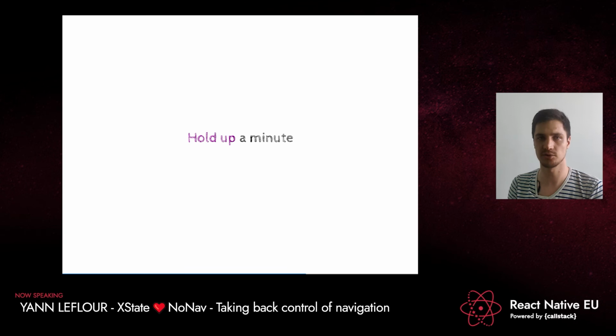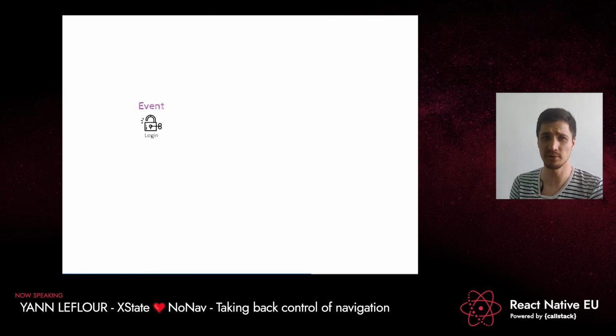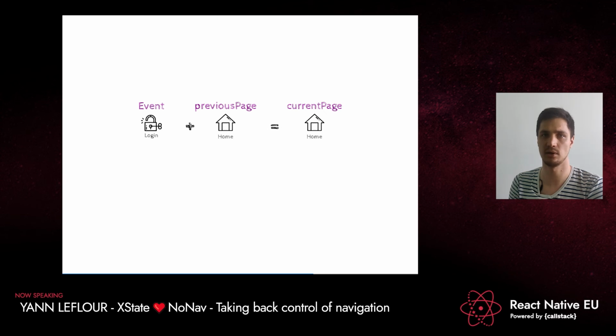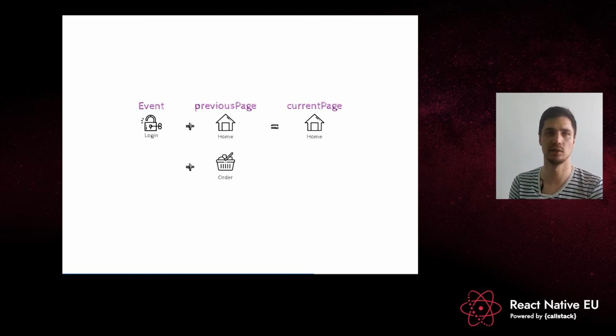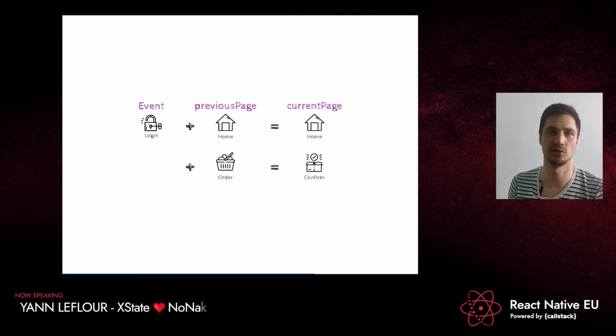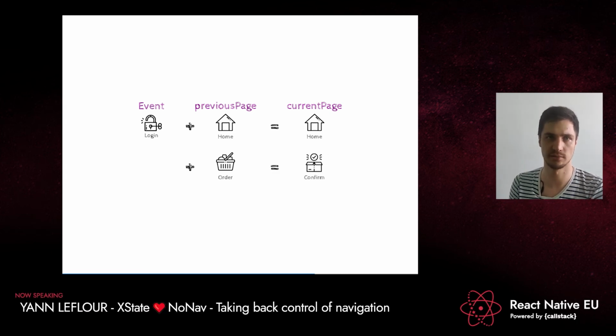See, we took back control, but because the current state is in our own store, we now have to compute a new state upon receiving a navigation action. For example, if we receive a login event and our previous page was the home page, then we simply, in our new state, go back to the home page. But if our previous page was the order page, then the current page should become the confirm page.